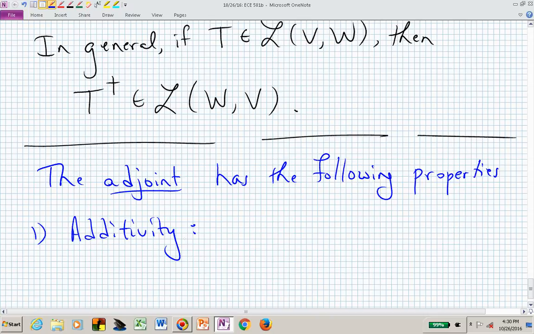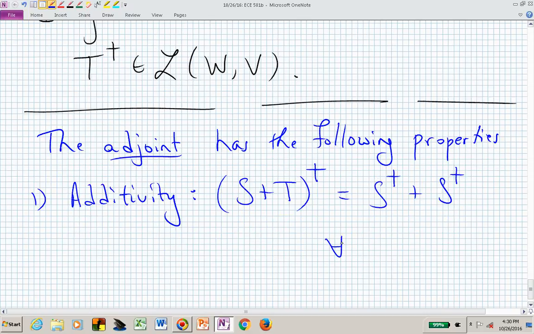One is additivity. If we have two linear maps that we add, S plus T, and we take the adjoint of that sum, then that's equal to the sum of the adjoints. And that's true for all S and T that map from V to W.